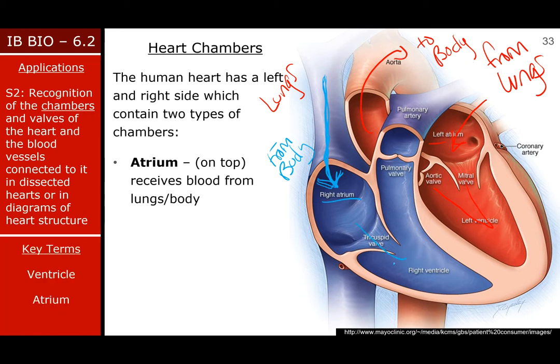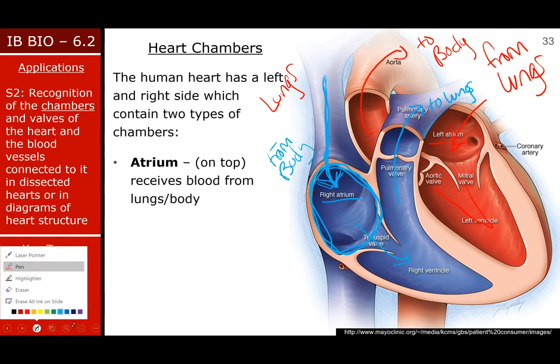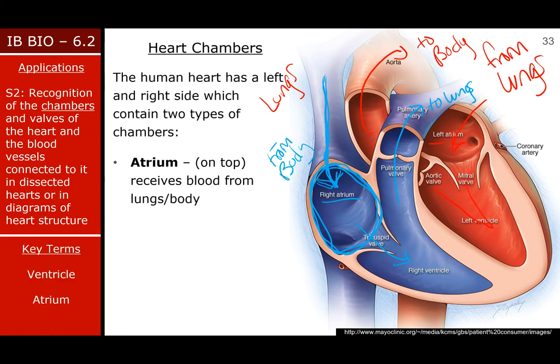And this is going to go there. Okay. So atria are on top. Here's your atrium here. We'll use blue. This is your right atrium. And this is your left atrium. Those are the top two chambers of the heart.